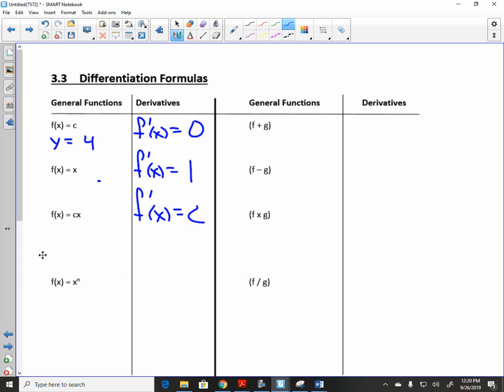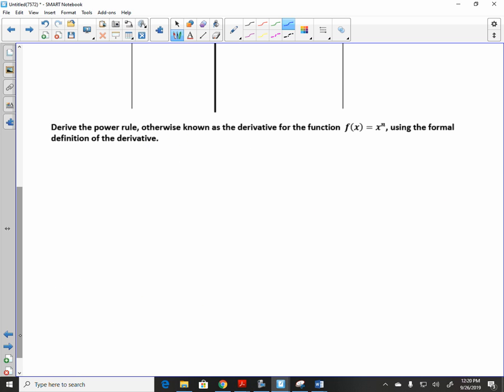That's what we're going to see right here. If we have the limit as h goes to 0 of, we're going to set f of x equal to x to the nth, and we're going to find f prime of x. So that means we need to take x plus h raised to the nth power minus what? X to the nth all over h.